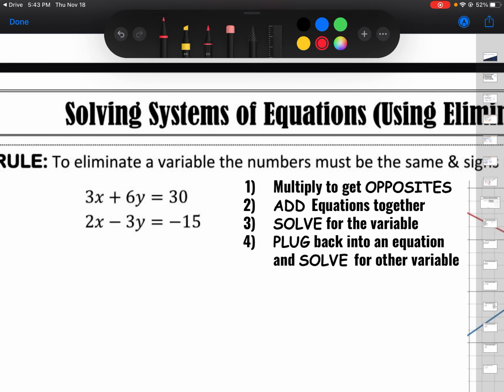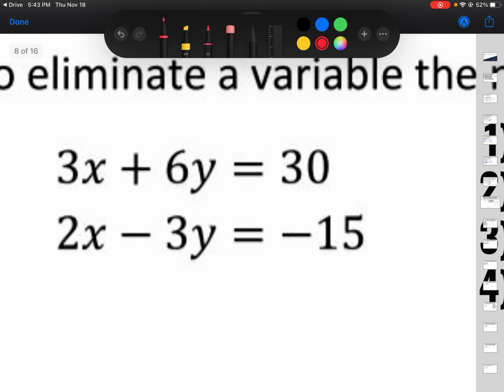So step 1, get opposites. So let's hone in on just the x's. Is there a way that the 2 can become the bigger number? Can the 2 become a 3 easily? No. Okay, so next thing I want to focus in on are the y's. Is there a way that this negative 3 can become the opposite of 6? So negative 6 easily. Sure. I can multiply the bottom equation by positive 2.